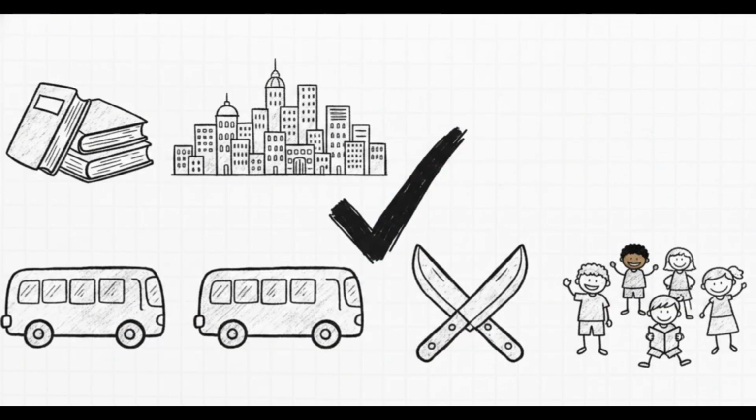All right, ready? Let's see how you did. Book? Yep, books, following Rule 1. City? That's right, cities, dropping the Y for IES, which is Rule 3. Bus? Excellent, buses, adding ES for Rule 2. Knife? Correct, knives, changing to VES for Rule 4. And child? Very good, children, our wonderful, irregular rule breaker.